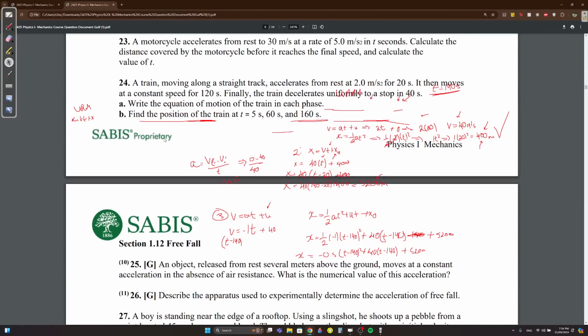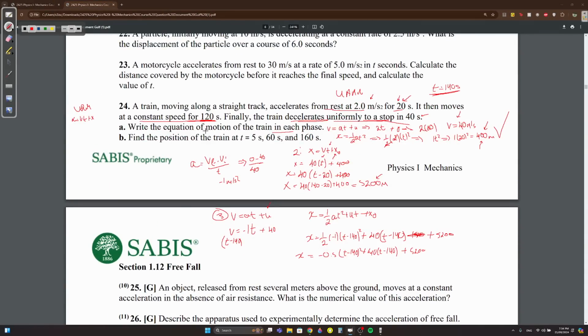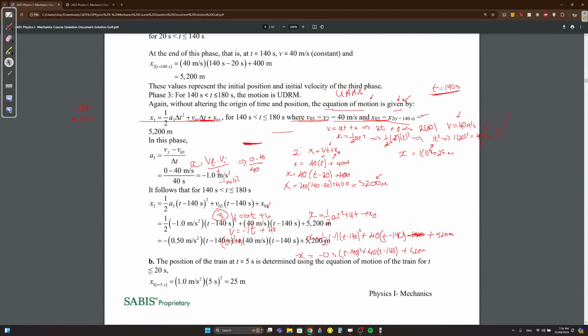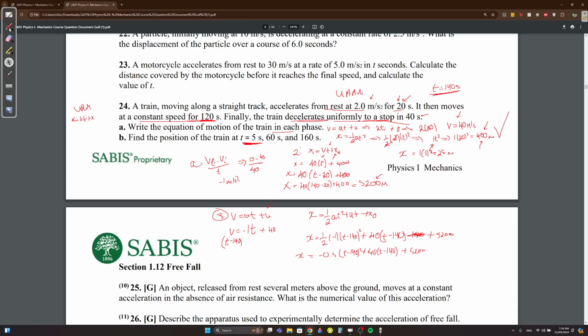Part B. Find the position at t equals 5 seconds, 60 seconds, and 150 seconds. At t equals 5 seconds, where do we fall? We fall in phase 1, right? And we know our x in phase 1 is equal to 1t squared. So x equals 1 times 5 squared, which is 25 meters. Let me just make sure I'm doing this correctly. Yeah, it's less than 20.